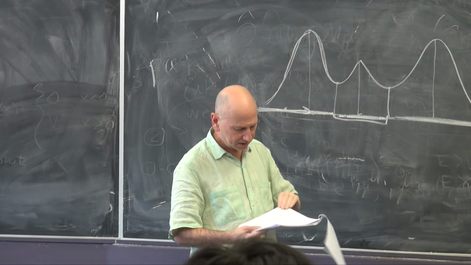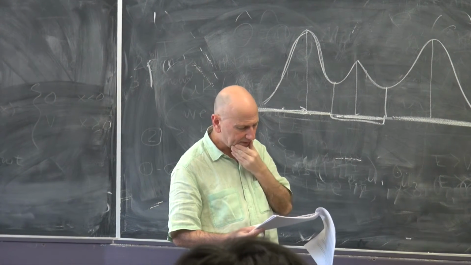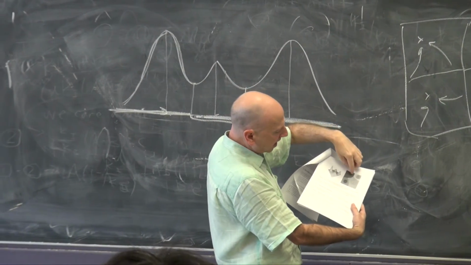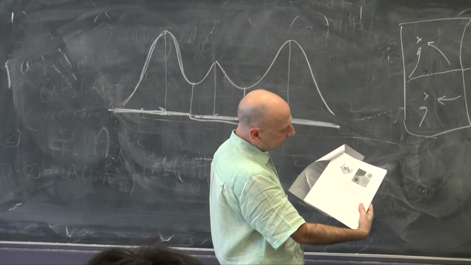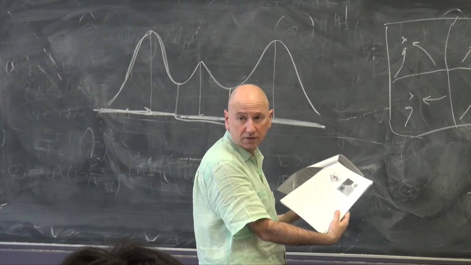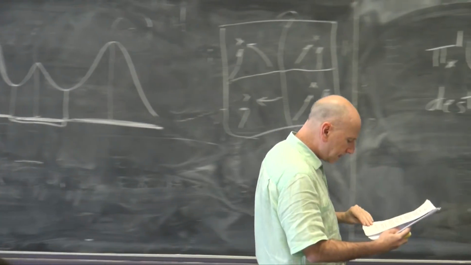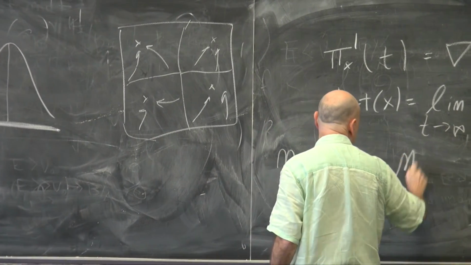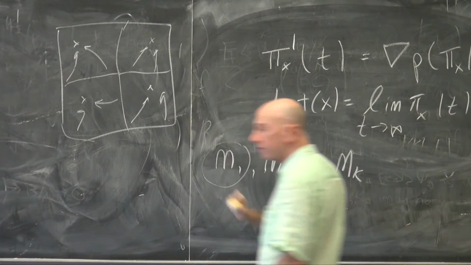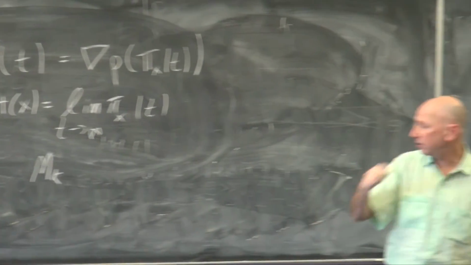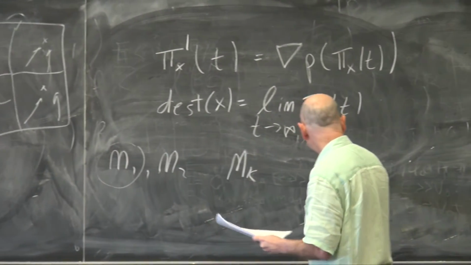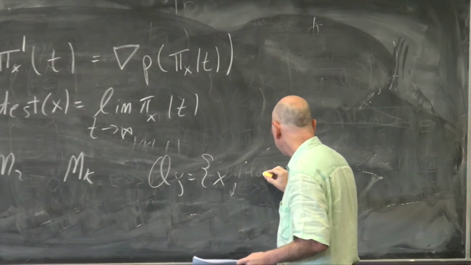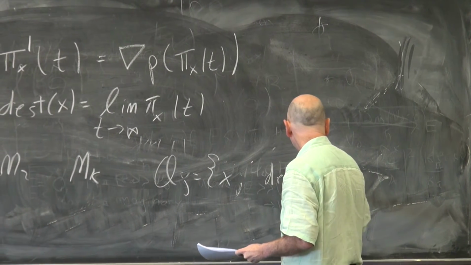There's some conditions on the function that are required for everything I'm saying to be true that are quite weak. Do I have a picture of this? I didn't draw the path there. There is a picture on page 3 of a 4-mode density and what the corresponding basins of attraction look like. So if we have, let's say, M1, M2, up to, let's say, K modes, for each mode now, there's a basin of attraction, the things that would go to that mode. So I think I called that A sub j, is simply the set of all x's such that the destination of x is mode j.